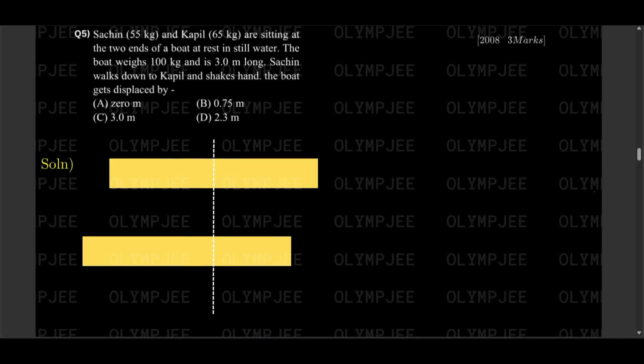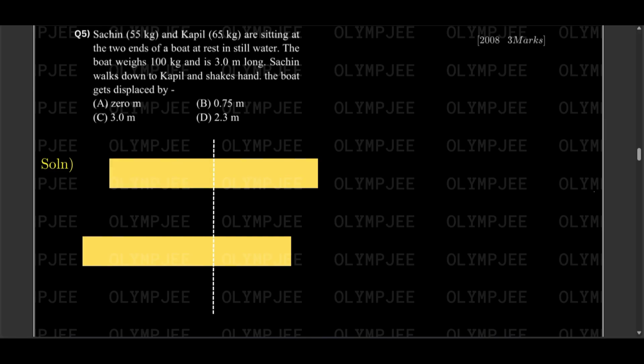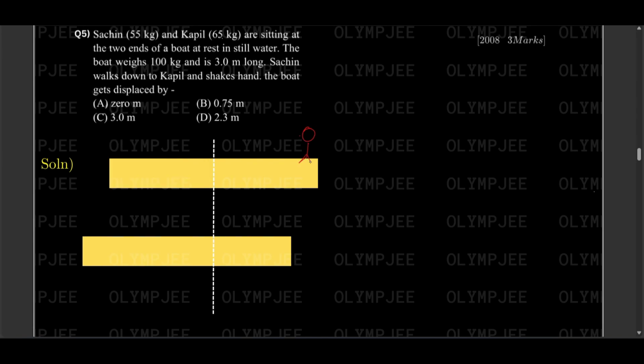Option D is correct. So moving on to question number 5, it says that Sachin and Kapil of mass 55 kg and 65 kg respectively. So assume that this is Kapil and this is Sachin, and the boat has mass 100 kgs. It is 3 meters long. So Sachin walks down to Kapil to shake his hand, so the boat gets displaced by.